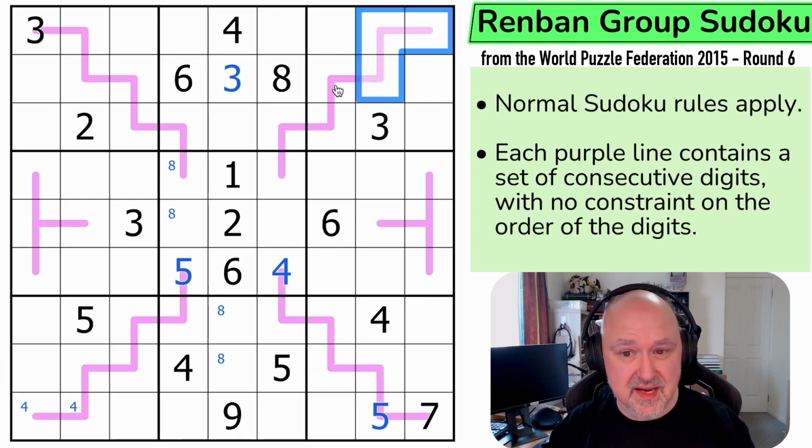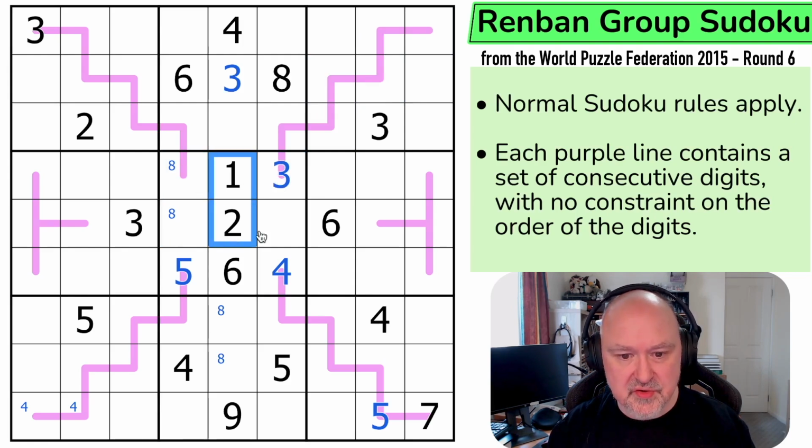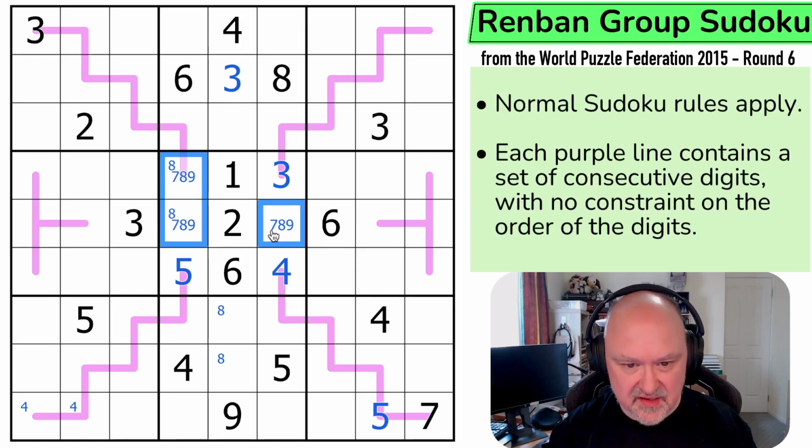But I can do the same with 3 up here. 1, 2, 3, 4, 5, 6, 7. 3 must be on this line. It can't be in any of those, and that 3 sees this one. So this is a 3. And these are now 1, 2, 3, 4, 5, 6. These are 7, 8, 9.